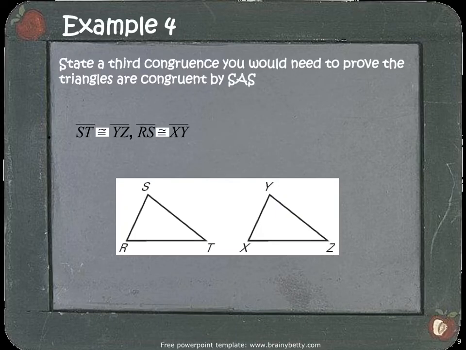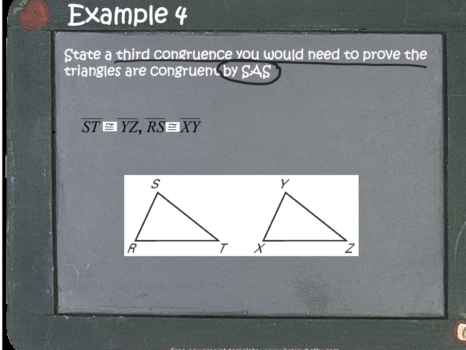Last but not least, state a third congruence you would need. So it's saying, what would we need after this? They're giving us some pieces, and the third thing should help us prove SAS. Well, let me go through and mark the things that they've given us first. ST, YZ, RS, and XY. Angle S is equal to angle Y. Angle S and angle Y.